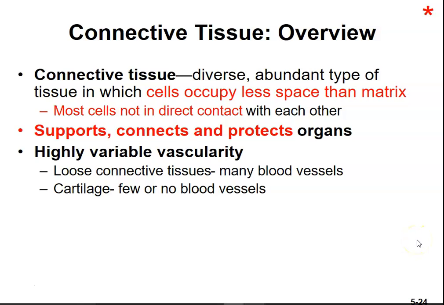Connective tissue is for support, connects, and protects organs. They are highly vascular, so that means you can find a lot of blood vessels in the connective tissue. The cells normally occupy less space than matrix. Most of the cells in the connective tissues are not in direct contact with each other.